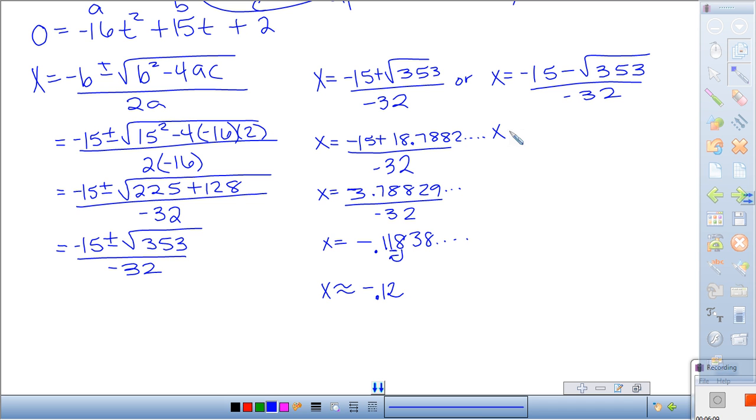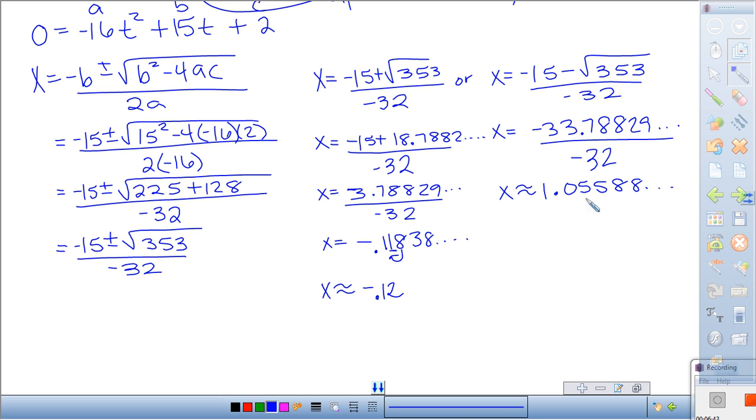And the other one, x is negative 15 minus the square root of 353. So you can actually put all this in your calculator at one time. You can do negative 15 minus second square root 353 and get your answer. That's negative 33.78829, etc. Leave that in your calculator and then just divide by negative 32. So you end up with x is approximately 1.05588, etc. So again, rounding to the nearest hundredth, the 5 is in the hundredth place, the other 5 tells the 5 to go up, so x is approximately 1.06.